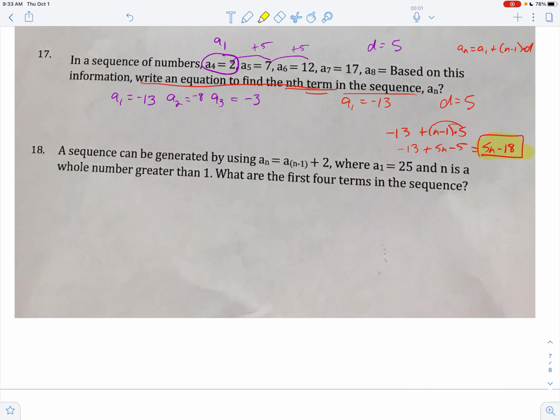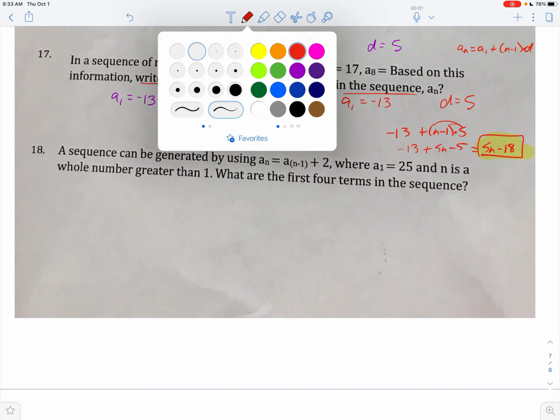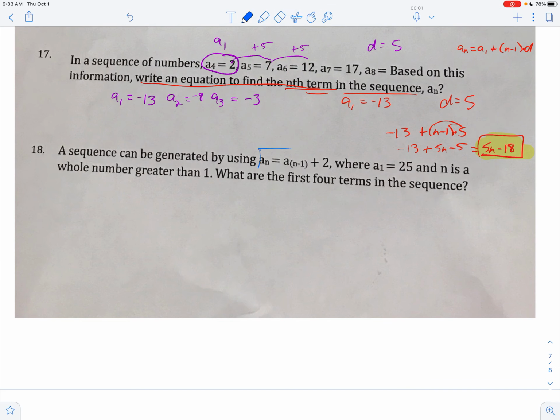All right, last one. A sequence can be generated by using A sub n equals A sub n minus 1 plus 2, where A1 is 25 and n is a whole number greater than 1. What are the first 4 terms in the sequence? Well, note that this is recursive form right here. Remembering that recursive form says A sub n equals A sub n minus 1 plus D, the common difference. So our common difference here is 2.